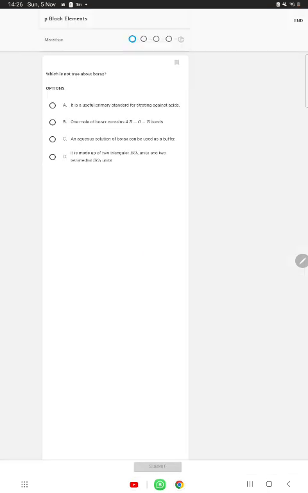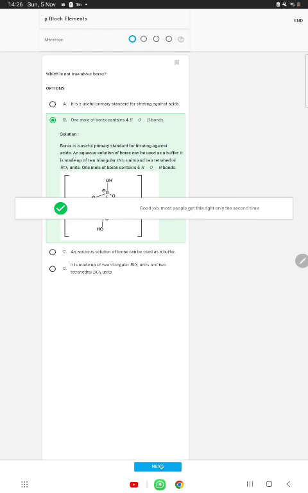Which is not true about borax? It is used as a primary standard for titrating against acid. One mole of borax contains 4 B-OH bonds. An aqueous solution of borax can be used as a buffer. It is made up of triangular BO3 units and 2 tetrahedral units. Don't know. So one mole of borax has 4 B-O-B bonds. BO4 is correct.